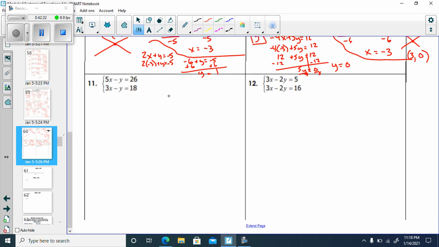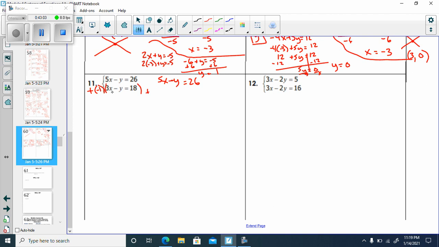Number 11, if I look at it, does it have x is equal to or y is equal to on either of those? No. So I've got to use elimination, which means I'm adding my two equations. My x's are over each other, my y's are over each other, my equals are over each other, my numbers are lined up, okay? If I have a negative y plus a negative y, that's going to give me a negative 2y. That's not what I need. I need to get rid of this y. So let's multiply everything here by negative 1 to change their signs. And 5x minus y equals 26.